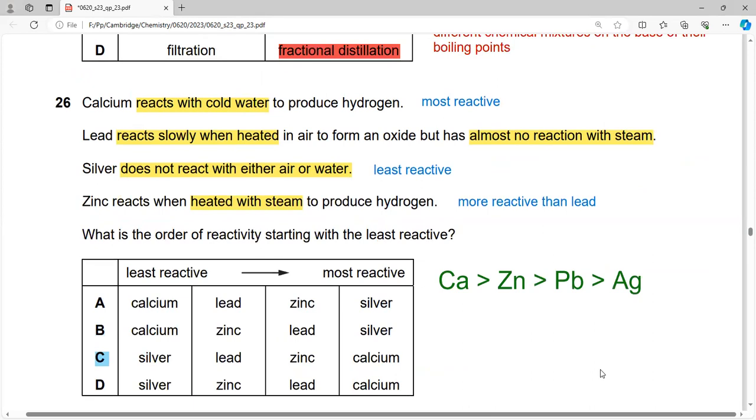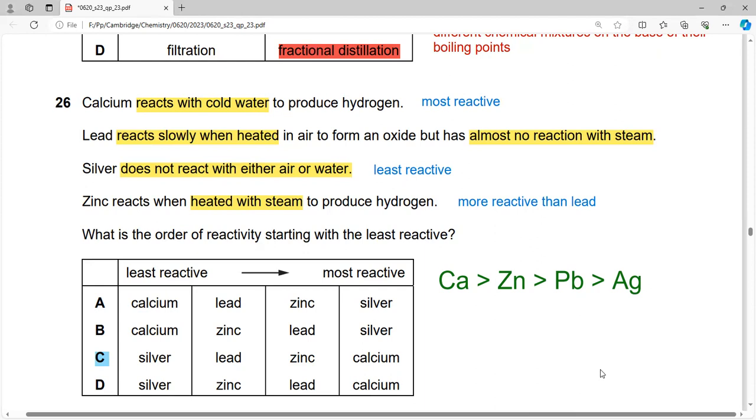Question number 26. Now we need to identify, on the basis of the statements, the reactivity order of different metals. For example, calcium reacts with cold water to produce hydrogen, so it's highly reactive. Why? Because if it can react with cold water and produce hydrogen, it means it's the most reactive metal.